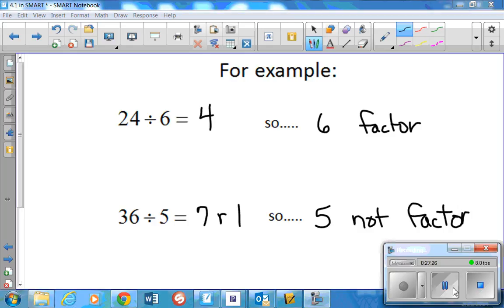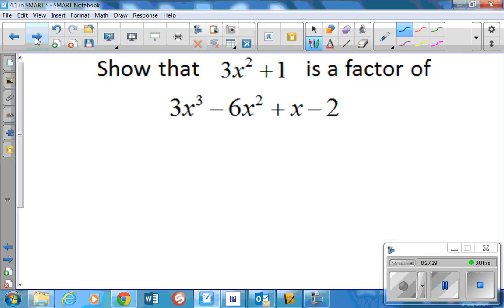Yeah, you could think of it that way. So let's do it with polynomials then.